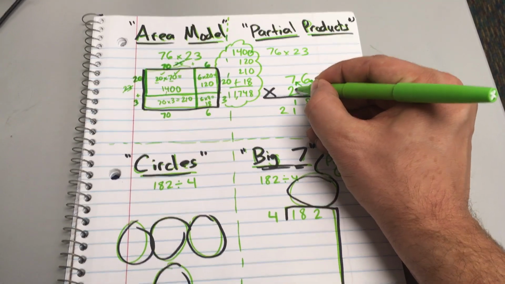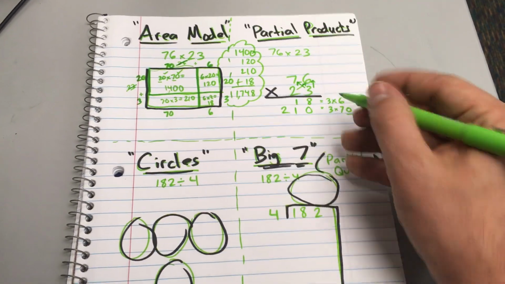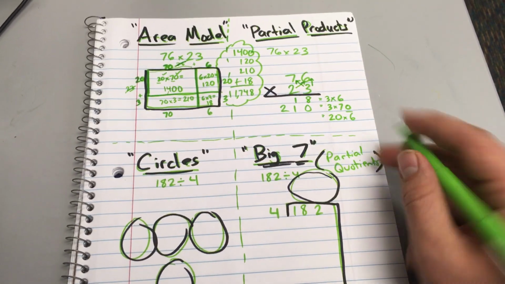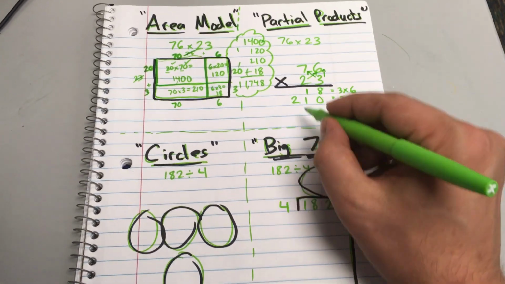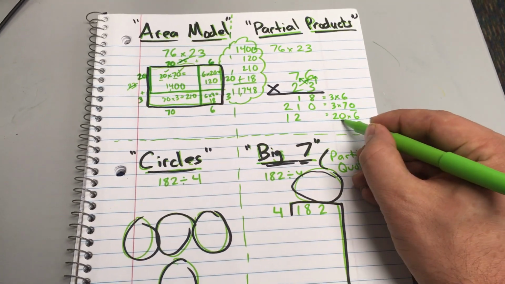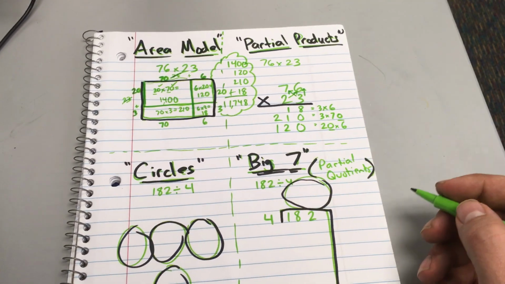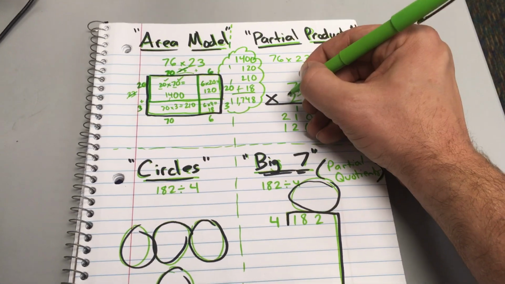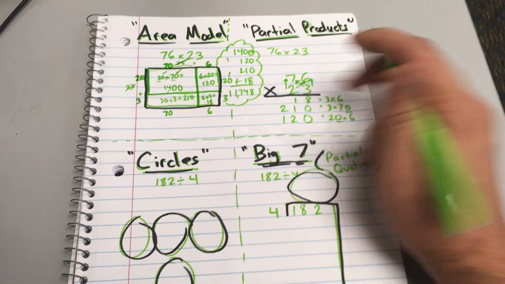Next would be my tens place, so 20 times my ones place, 6. So 2 times 6 is 12, but again, that factor is 10 times bigger, so I'm going to add an extra 0 to represent 10 times bigger. Finally, my last relationship is 20 times 70.